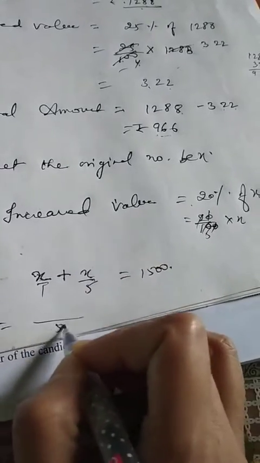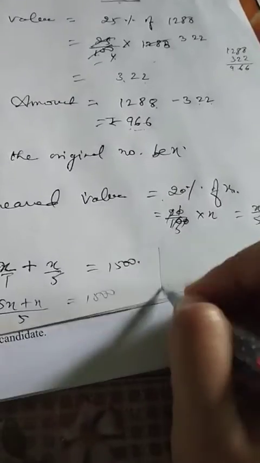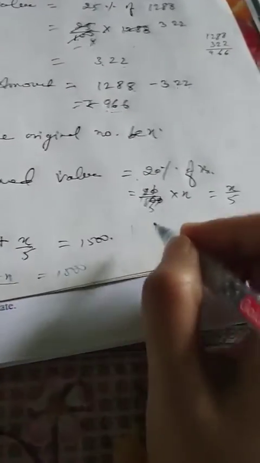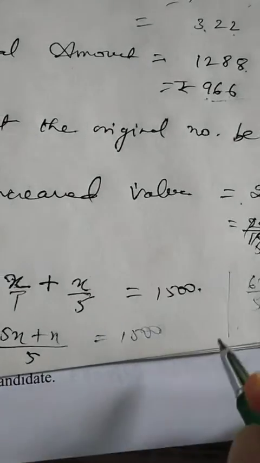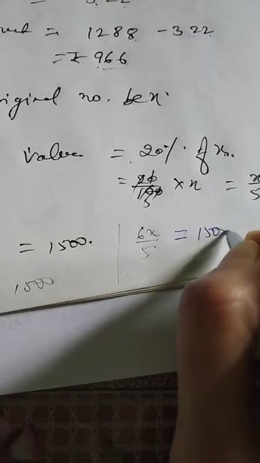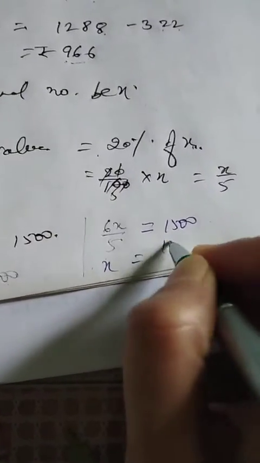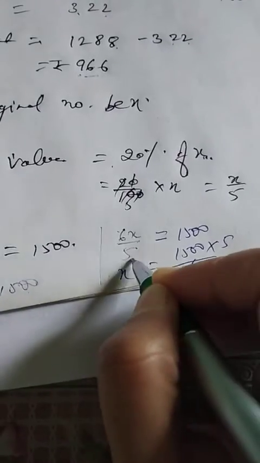So we will take the LCM, students. 5x plus x is equal to 1500. So 5x plus x will be equal to 6x by 5, that is 1500. 6x by 5 is equal to 1500. Then x is equal to what? 1500 into 5 by 6. This will come in divide and this will go in multiply.